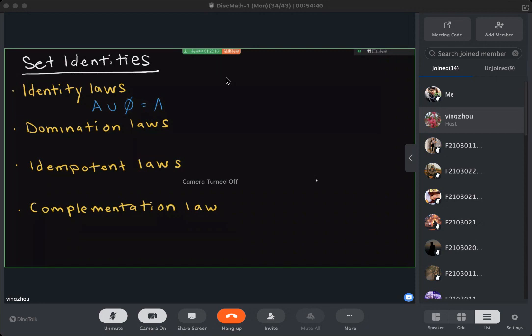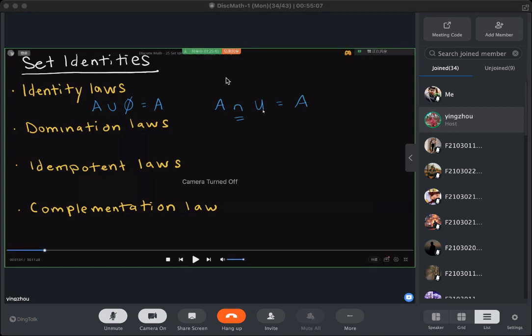If I take A and U, that's different. We're saying A combined with everything from U, but as the intersection. I end up with A, because U here means just the whole set, the universal set.